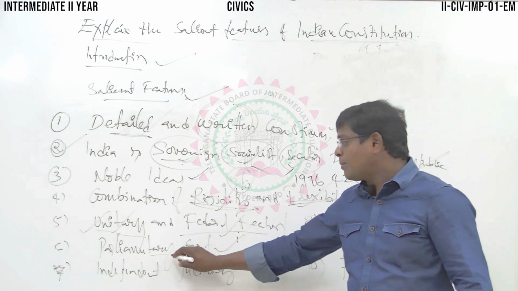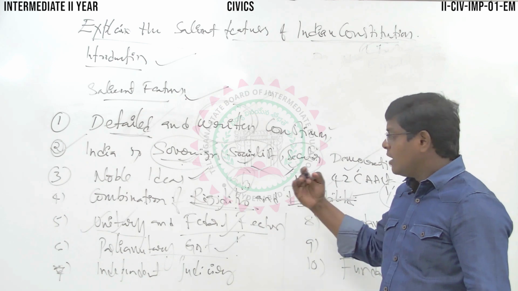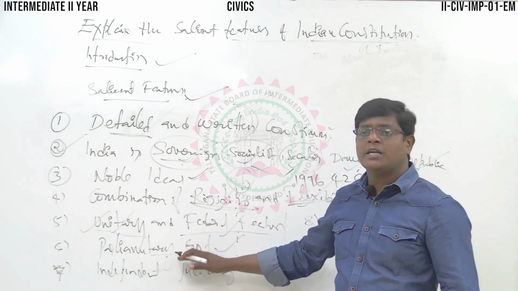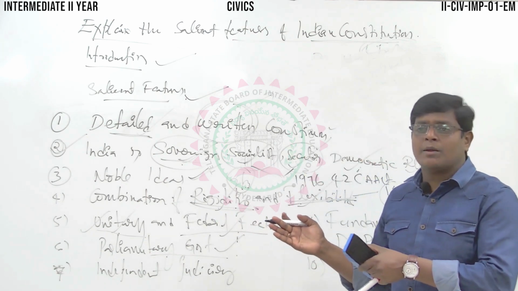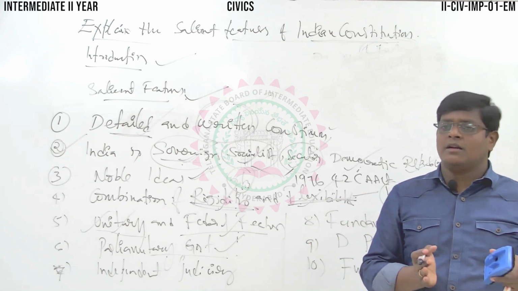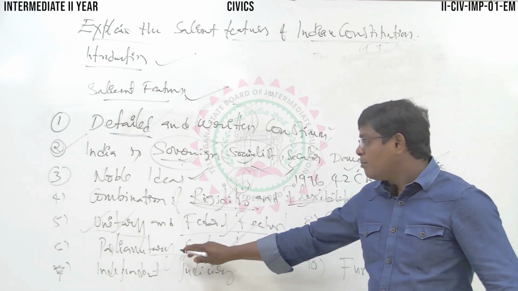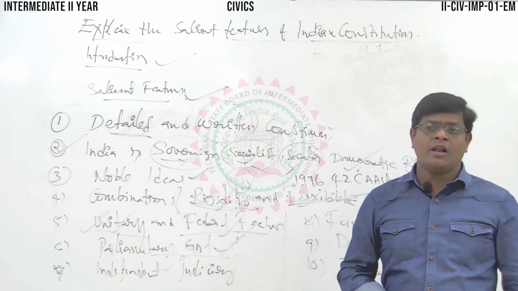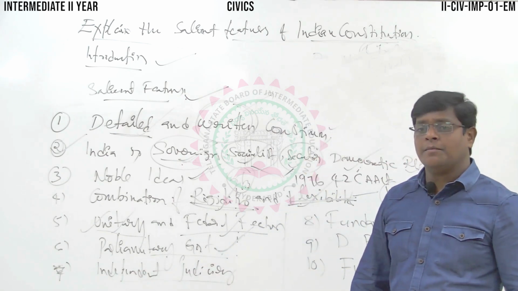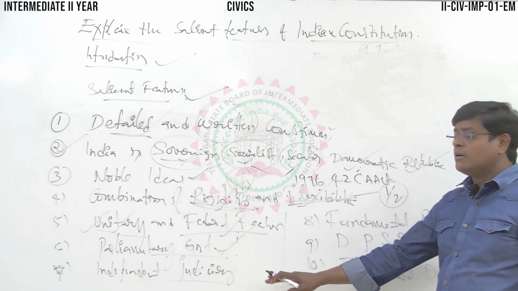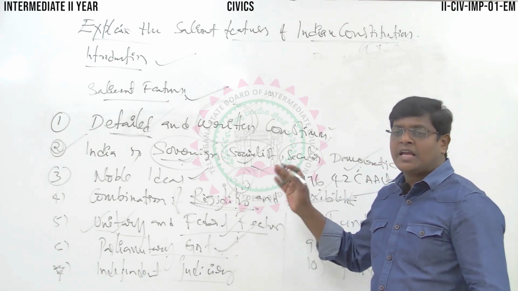Understood? We adopted the parliamentary form of government at the union level as well as the state level. At the union level, the government is formed by the legislature. There is a relation between legislature and executive in the parliamentary form of government. That's why the executive is always responsible to the legislature. That's why we adopted parliamentary government instead of presidential government. Clear? Then the next one is independent judiciary. Our Constitution makers adopted an independent and integrated judiciary in the Indian Constitution.